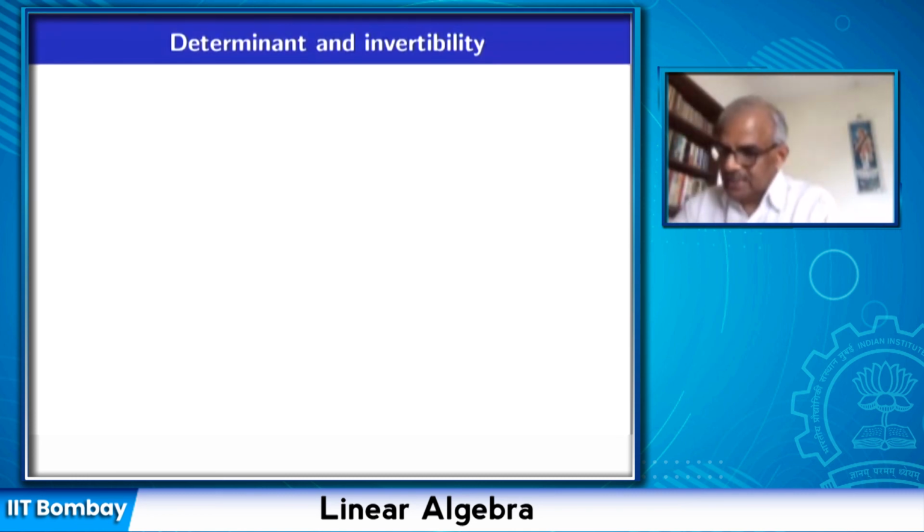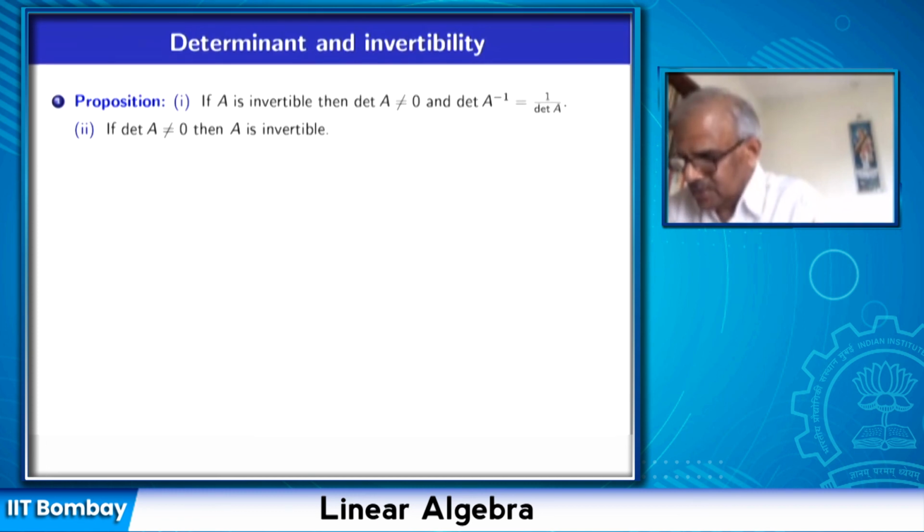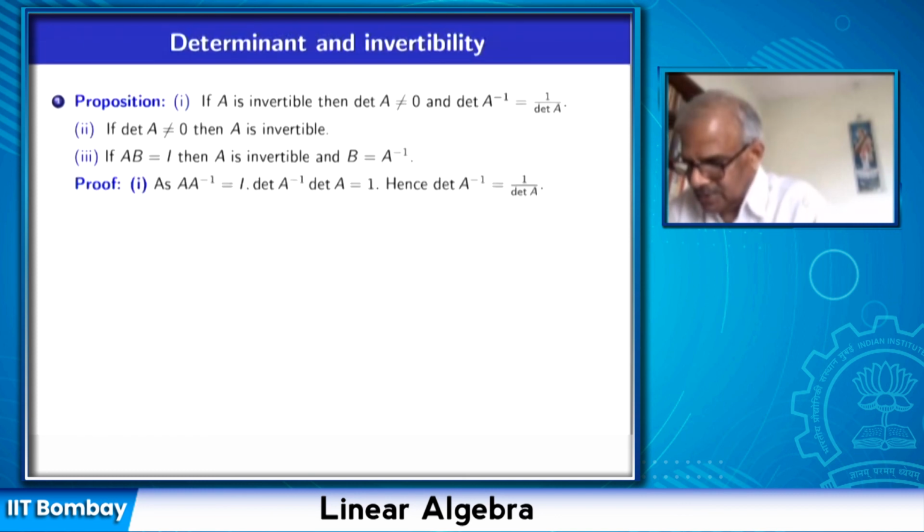So this proposition says that if A is invertible, then the determinant is not zero, and the determinant of A inverse is 1 over determinant of A. And if the determinant is not zero, then A is invertible. So we are saying that a matrix is invertible if and only if its determinant is not zero. And if it is invertible, determinant of A times determinant of A inverse is 1. So they are reciprocals of each other. Okay. If AB is I, then A is invertible and B is equal to A inverse. We have proved this before, but here is another proof using determinants.